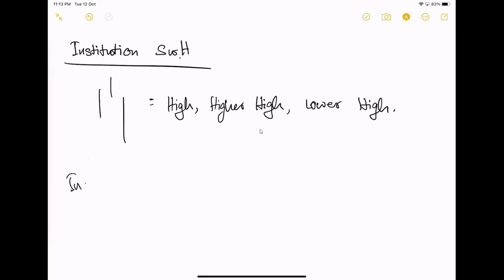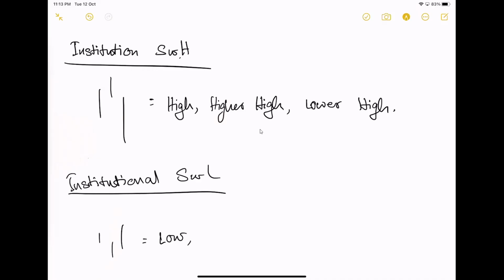Then you have an institutional swing low. You have 1, 2, 3, so that means low, low, low, and then a higher low. An institutional swing high has a high, higher high, and then a lower high. An institutional swing low has a low, low, low, and a higher low. So that is the very basics behind an institutional swing high or low.